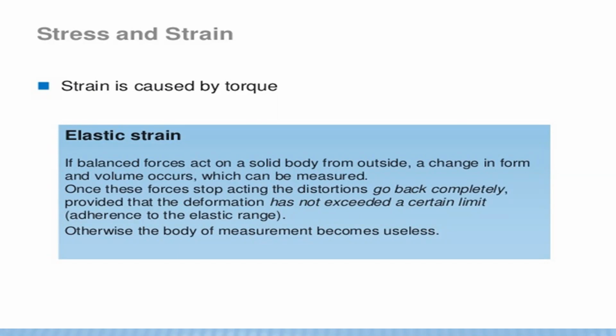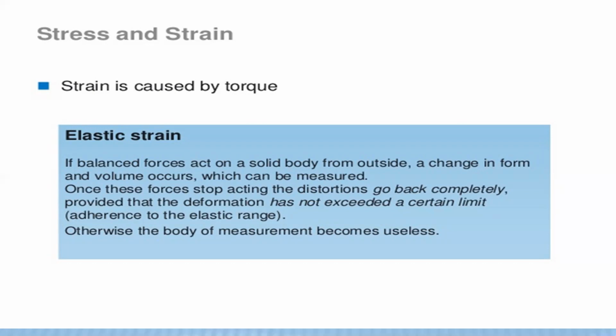What is elastic strain? If balanced forces act on a solid body from outside, a change in form and volume occurs, which can be measured. The forces are balanced in the elastic strain, and these strains are acting on the body from the outside. When a certain amount of strain is applied on that body, automatically the volume of the body is changed. So we can measure that change in volume.